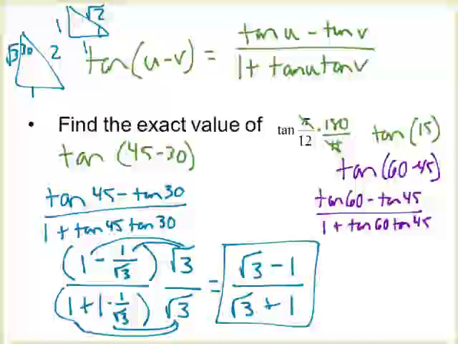Opposite over adjacent for the 60: square root of 3 over 1, or just square root of 3. Tangent of 45 is 1 over 1. Then 1 over 1 plus, multiply those same two things, and our answer would have been done right there. So it would have saved us a step. It's kind of hard to tell which is easier. Not really, not until you get into it.